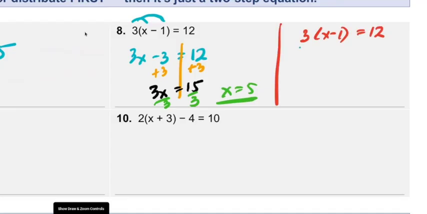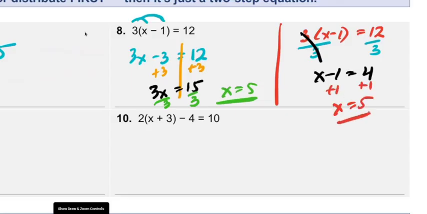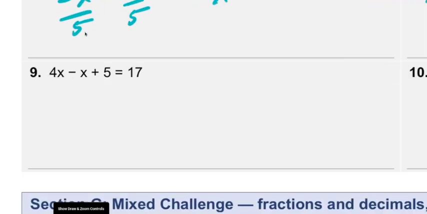The other way you could do it, instead of distributing, is you could go, what if I divide both sides by 3 first? You do that also. These will cancel. You get x minus 1 equals 12 divided by 3 is 4. Then from here, it's a one-step equation. Add 1 on both sides. X equals 5. Same answer either way. So two different ways to do it. Same answer.